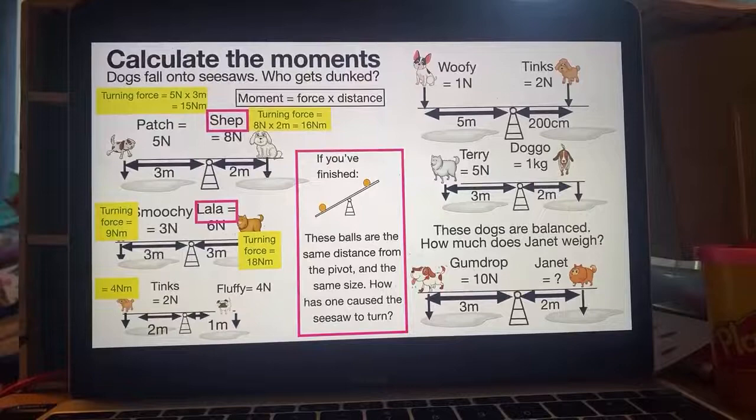Tinks, the anti-clockwise moment is 2 newtons times 2 meters, which is 4 newton meters. And in the clockwise direction, it's 4 newtons times 1 meter, which is the same. So it's actually balanced, that one.